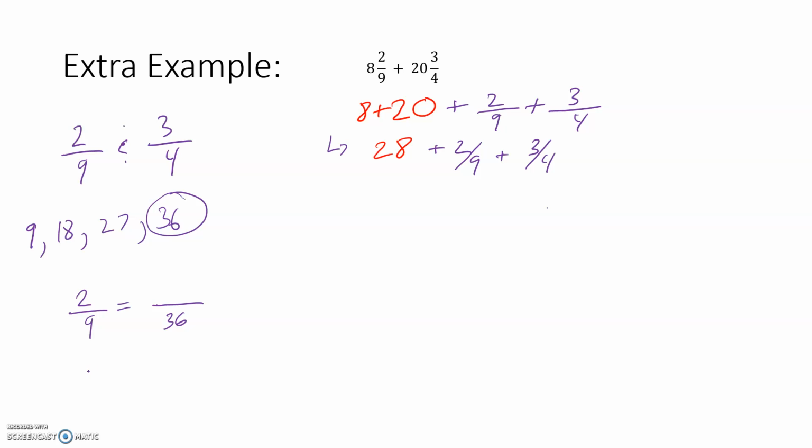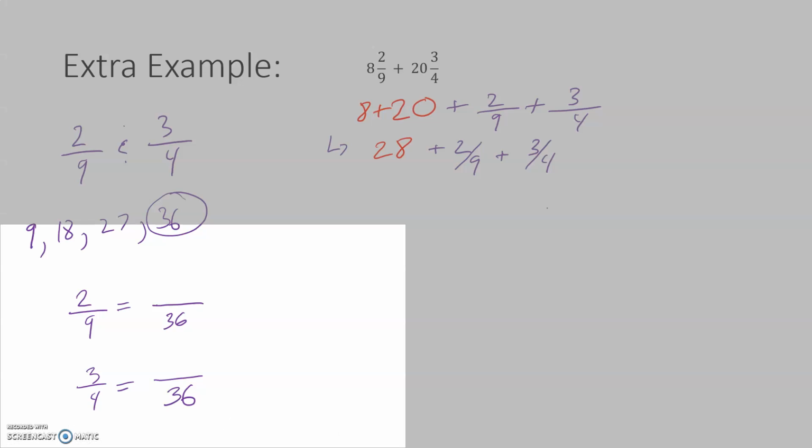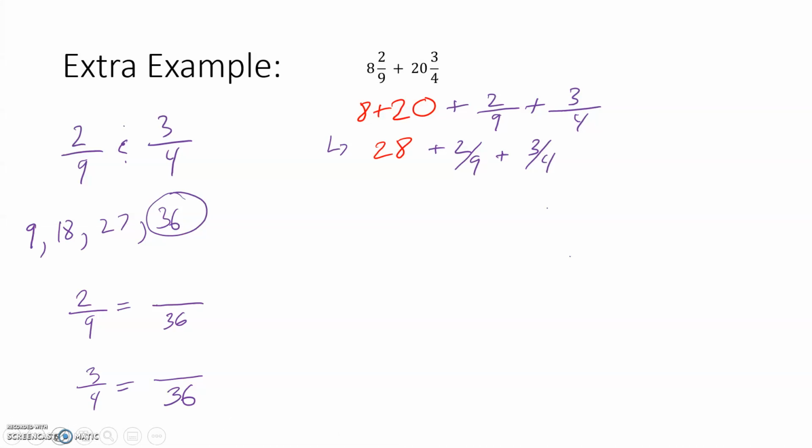So let's look at the first one, 2/9, first. 9 times 4 is 36. So I'm going to multiply 4 times 2, the numerator, and I get 8. So 8/36. All right.